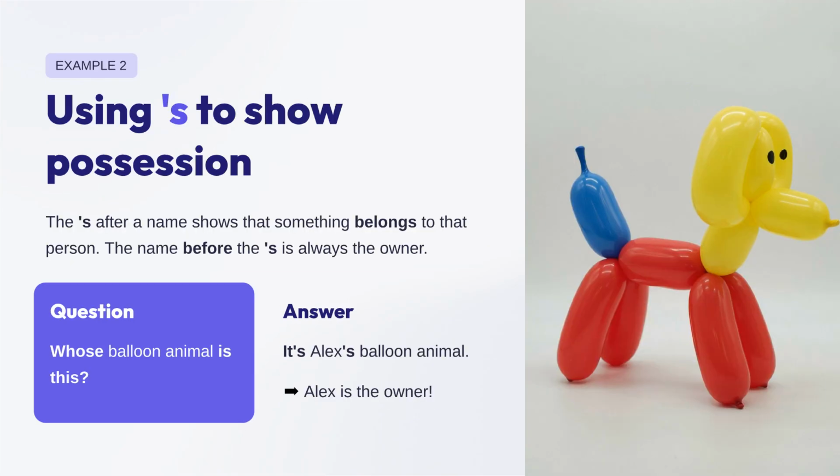Let's look at example 2. Using an apostrophe S to show possession. The apostrophe S after a name shows that something belongs to that person, so the name before the apostrophe S is always the owner. For example, the question asks, whose balloon animal is this? The answer is, it's Alex's balloon animal. That means Alex is the owner.